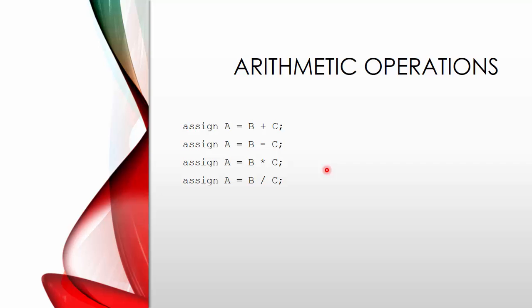The code is also very straightforward. Arithmetic operation, if it doesn't involve any register, we just use the assign statement. A assigned with B plus C, B minus C, B star C, B slash C. These correspond to the addition, subtraction, multiplication, and division operation respectively.